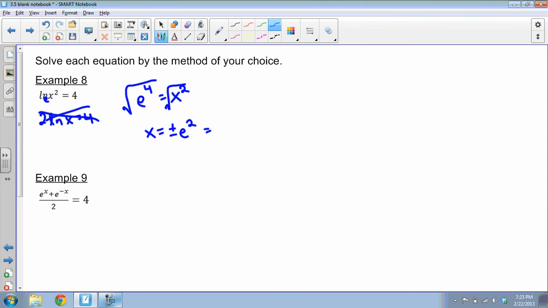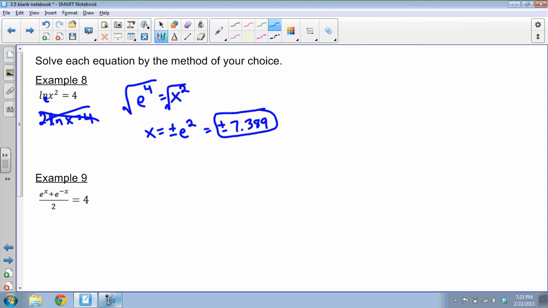Second ln of 2 is 7.389, so x is positive or negative 7.389. In this section it also says solve it by your method of choice and then check it with a different method. So in this particular case I would check it by graphing it personally.